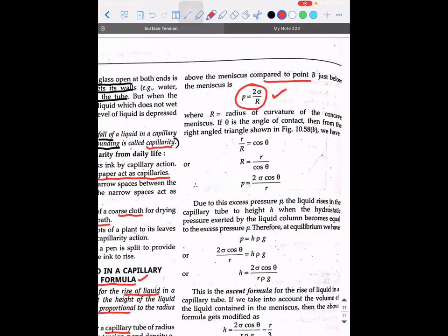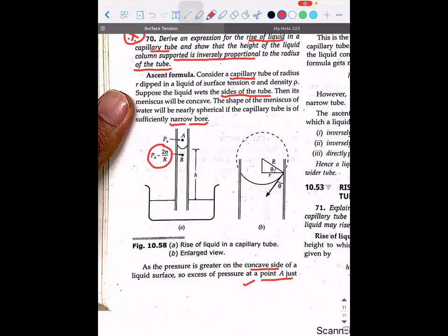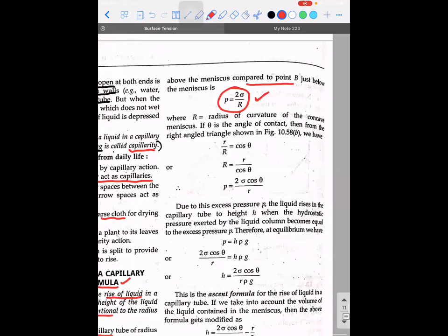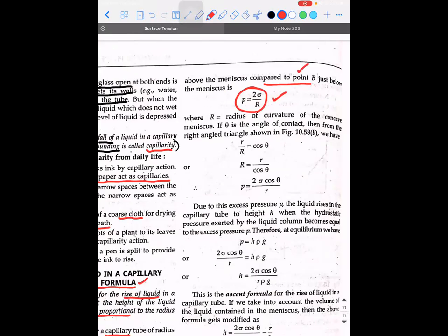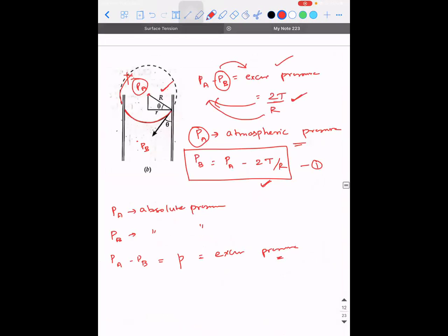So listen. The pressure at point A just above the meniscus compared to point B just below the meniscus is going to be 2T divided by R. Where capital R is what you need to write, because that is the radius of the meniscus. If I take theta as the angle of contact, and I take this triangle, look at the way I'm going to shift the angle. So if this is taken as theta, then how much will this angle be?